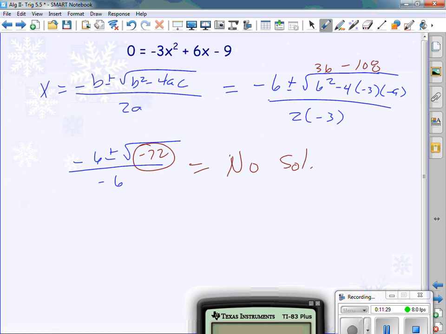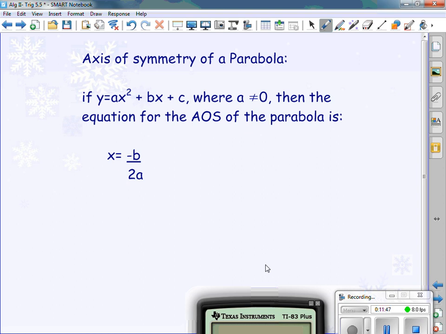There is a way to solve square roots of negative numbers. I'm going to show you that next section. Now, quadratic formula does more than just find me my zeros. I can use the quadratic formula to find the axis of symmetry. The axis of symmetry is x equals negative b over 2a.